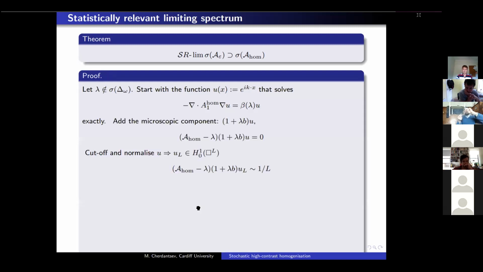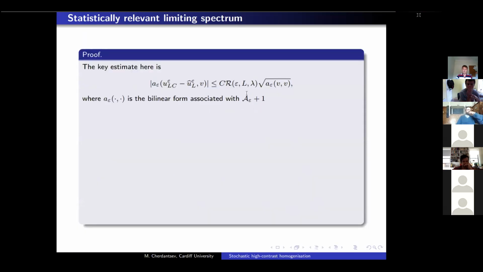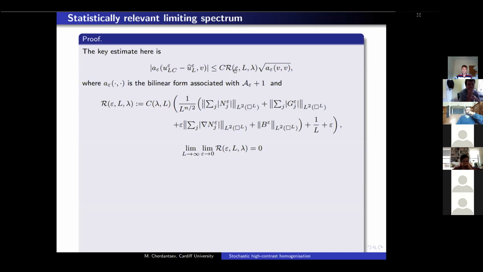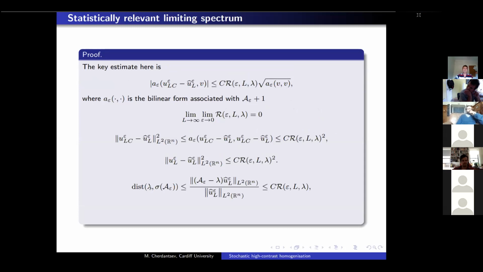Okay, I'll skip the proof, but it more or less goes along the lines of constructing approximate eigenfunctions and looking at the error term. Here, the error term is this ugly beast, which involves some homogenization characters in the stochastic setting. The important thing is that this error term satisfies this condition that we have in the definition of statistically relevant limiting spectrum. So basically, if you take a point lambda in the spectrum of A hom, you can prove that it belongs to the statistically relevant limiting spectrum with function g replaced by this error term r. Okay.